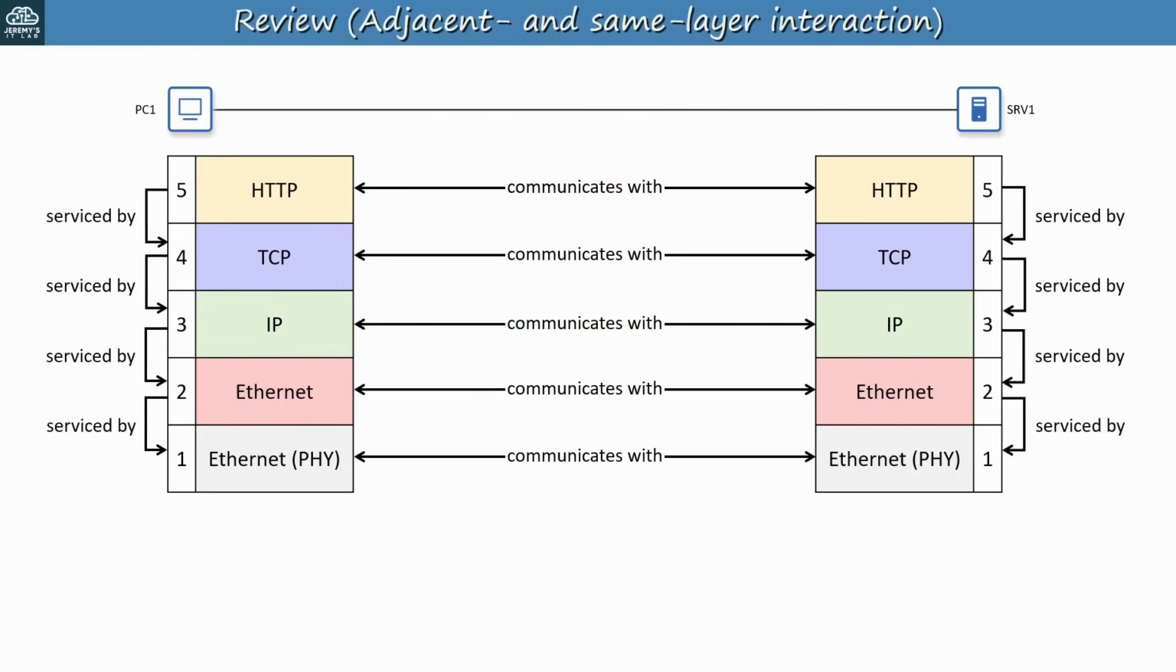And finally, you should understand adjacent layer interaction and same layer interaction. These concepts describe how the different layers work together within each host and with their counterparts on other devices to achieve communication between applications over a network. That's all for this video on the TCP/IP model. By now, you should have a mental picture of the 5 layers, what each one is responsible for, and how they work together using encapsulation and decapsulation.